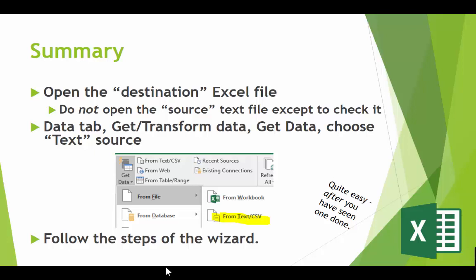Then in Excel, you'll go to the Data tab, Get and Transform Data group, Get Data button there, and choose source, the source text from a file, a text file. Now, if you use this, it works, except it's going to be a new worksheet. If you want to put it in your existing worksheet, you have to do it like this. And then you just follow the steps of the wizard, and you'll be all set. We'll go do that now.